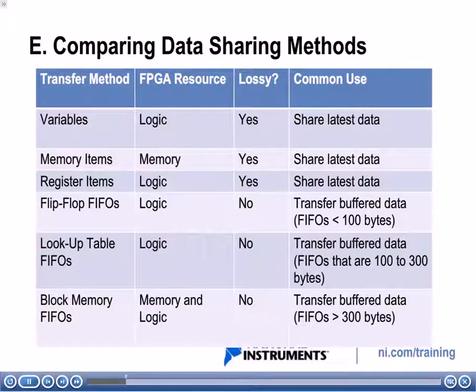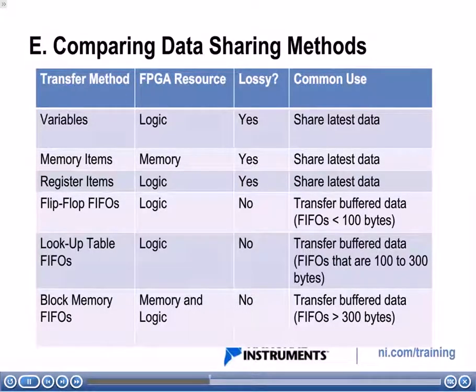Okay, so now that we're at the end of this lesson, let's compare some of the data sharing methods that we've talked about. Let's say we have some data and we need to share it between multiple loops or multiple VIs on your FPGA. So the first thing you want to think about is, do you need to only share the latest data, or do you need to transfer buffered values from one loop to the other, or from one VI to the other? So let's say you only need to share the latest data. For example, maybe you just need to share the value of a terminate control, or some terminate data.